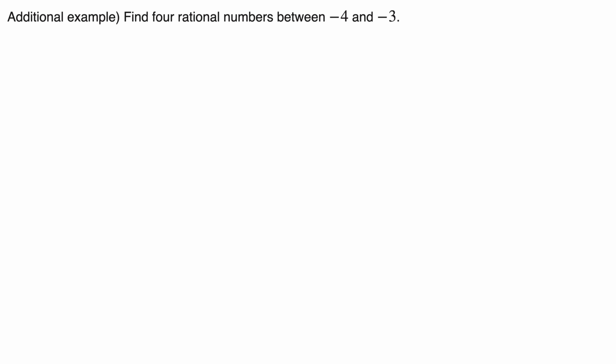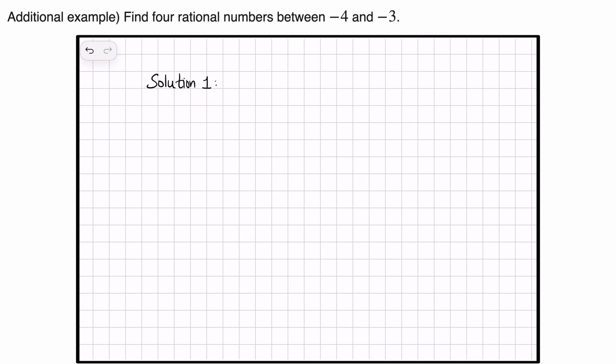So the third example, as I would say, is not given in the textbook. This is something I have created myself, just for all of us to have an idea of dealing with negative numbers. It goes like this: find 4 rational numbers between -3 and -4. We have the solution 1 method that we used in the previous 2 examples to solve the problems.